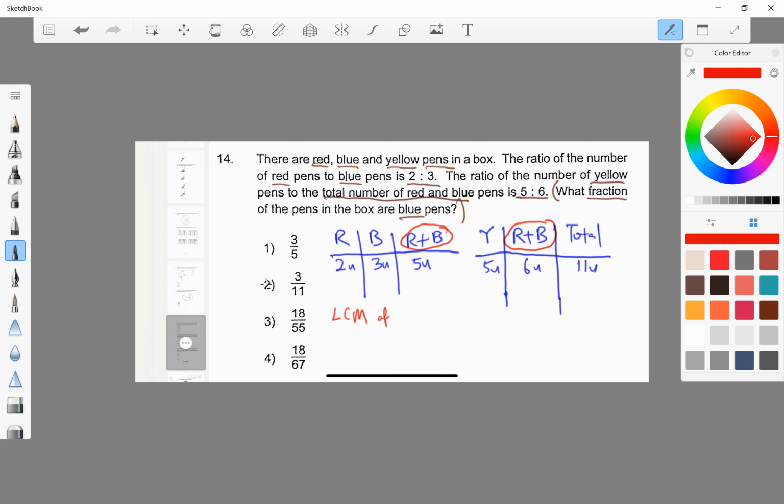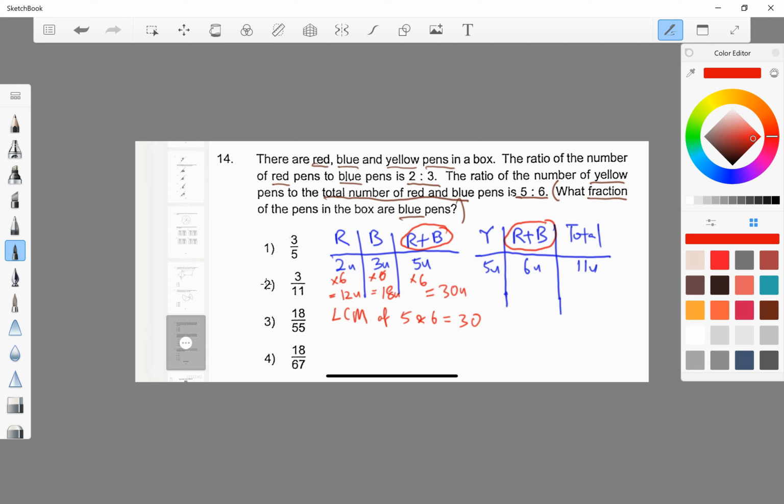So LCM of 5 and 6 must be 30. Which means that for everything on the left side, the left table, I will multiply by 6 to turn the number into 30. And in doing so, my red is now 12 units. My blue will now be 18 units. Because 3 times 6 gives me 18. And 5 times 6 will be 30 units.